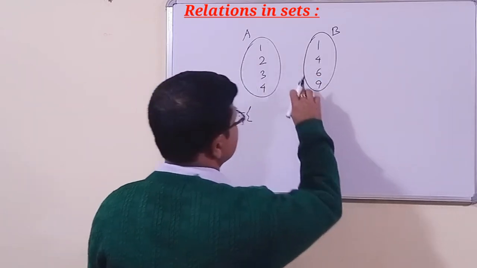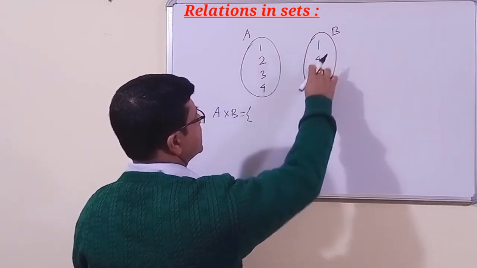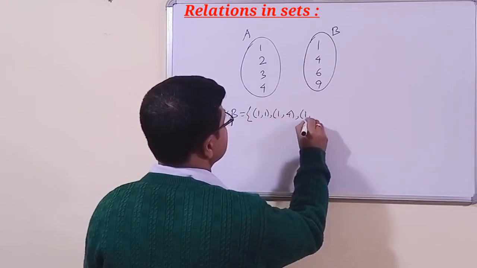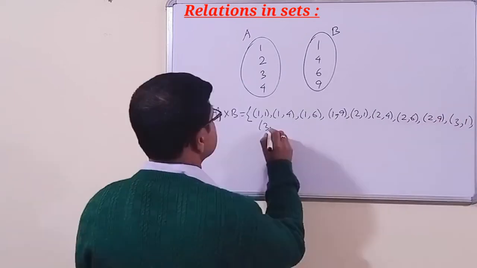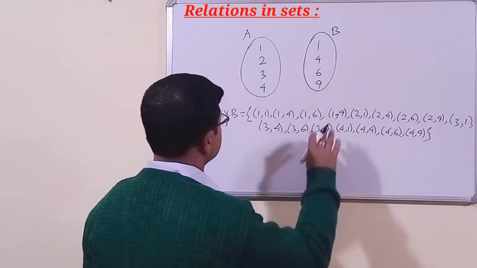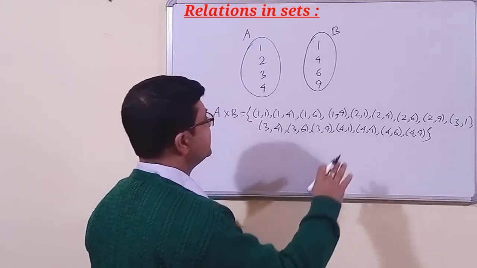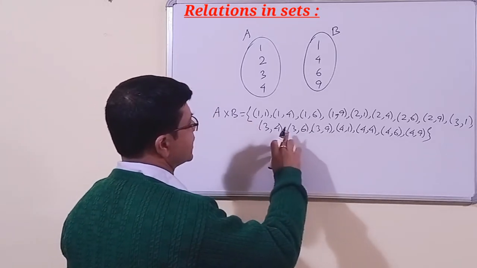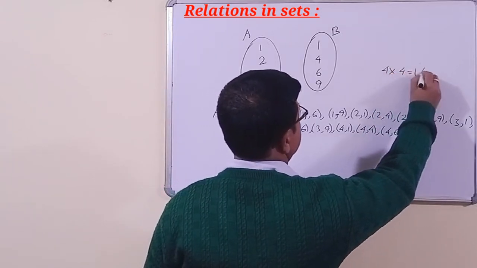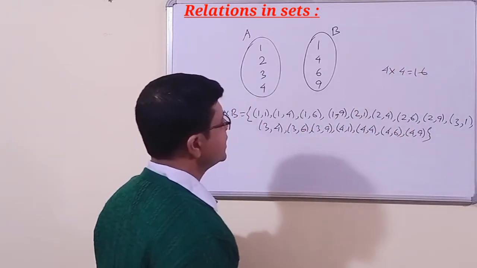Again let us find the Cartesian product. 1 will be related with 4 of this. Let us make the ordered pairs: 1 with 1, (1,1), (1,4). Okay, we have found A cross B. Here the number of elements in this Cartesian product is 4 into 4, 16. You will find there are 16 elements.